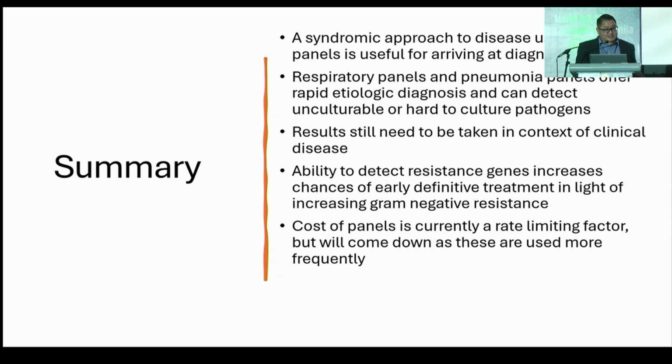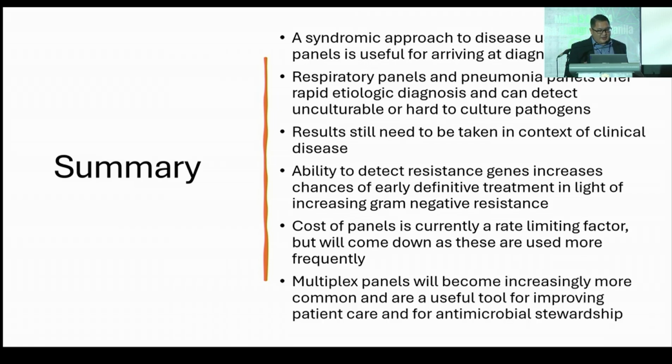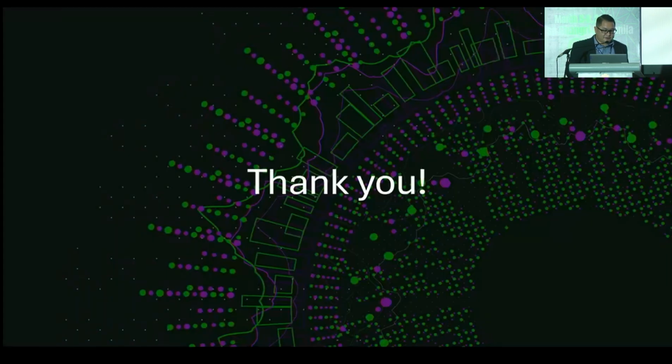Cost of the panels is currently a limiting factor, but this is going to come down as more and more of us become used to it. Right now, I think respiratory panels, the cheapest I've seen are maybe 8 to 10,000, and pneumonia panels are about 18,000. So they are expensive. Multiplex panels will become increasingly more common and a useful tool for improving patient care and for antimicrobial stewardship as well. So thank you very much.